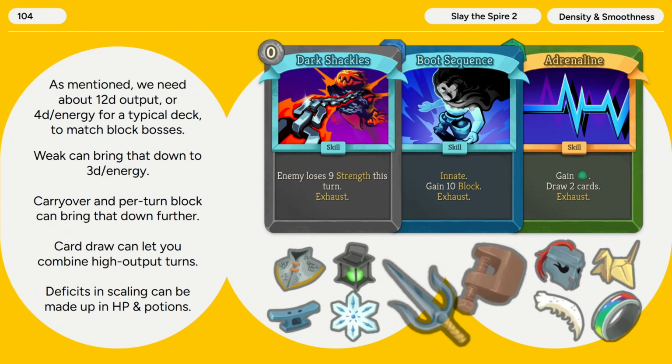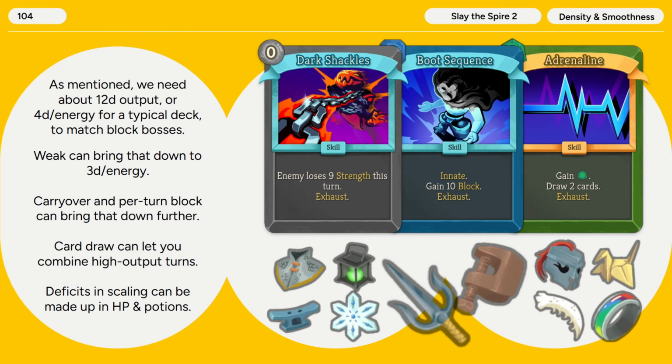As mentioned, we need about 12 defense output or 4 defense per energy for a typical deck to match the block demands of the bosses. Weak can let us bring it down from 4 defense per energy to roughly 3 defense per energy, and carrying over and per turn block can help bring that down further. So one of the ways that we can effectively give ourselves extra energy is just by creating some block along the way to reduce the demand on our block compression per energy.